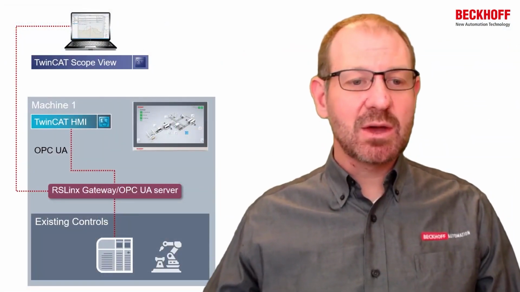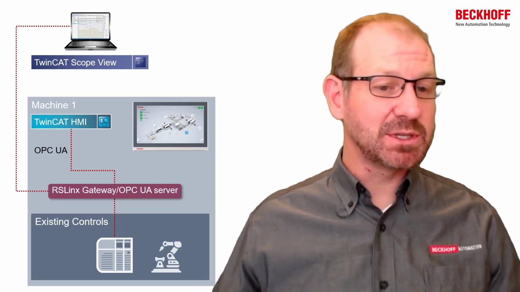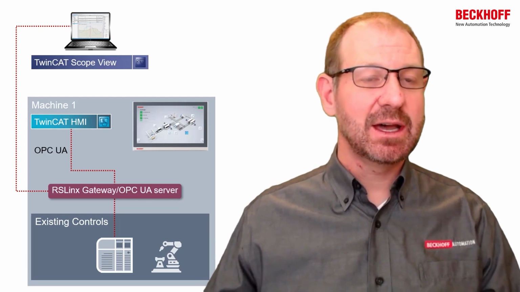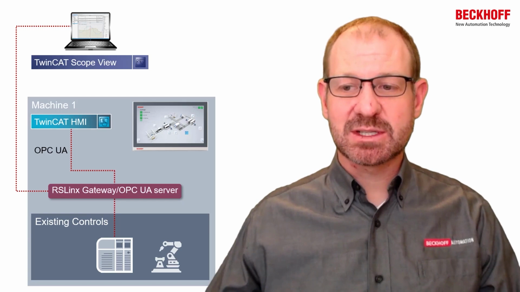Okay, so now we want to take that scope view and we want to read data directly from this OPC server. We want to read data directly from that ladder logic program that we looked at earlier. So let's dive into what steps look like to enable that.